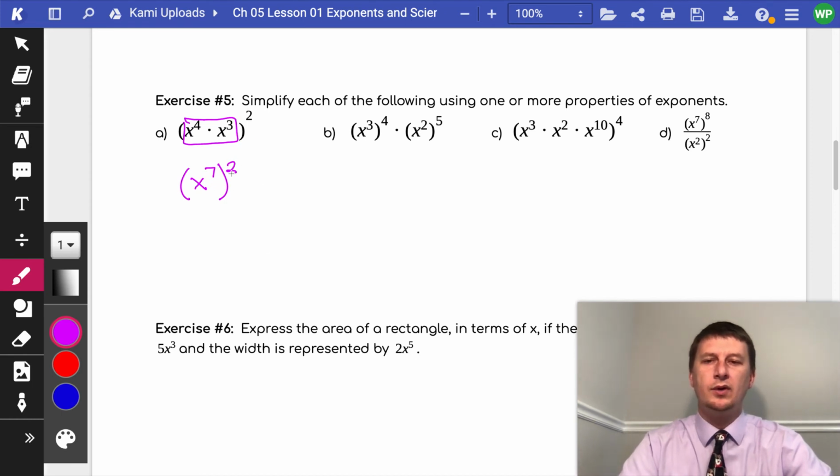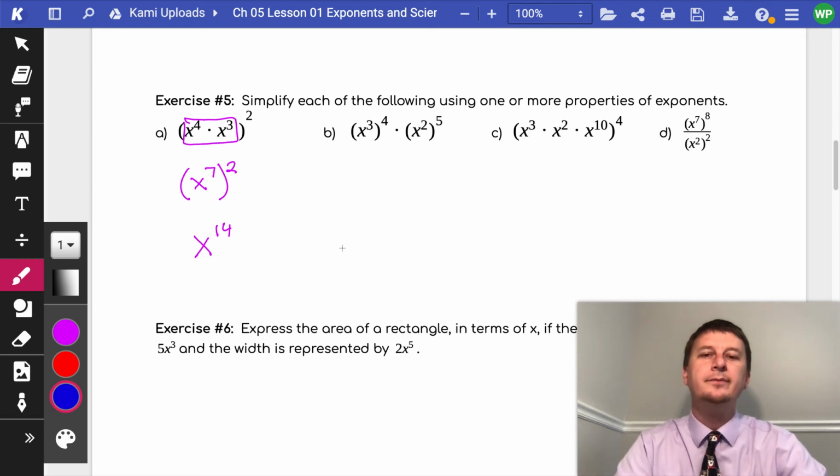So now we're left with something that looks like the power of a power property. And what was the rule there? Yes, it was to multiply those two exponents. So we're going to keep our base of x and multiply 7 times 2, and that will simplify to x to the 14th power. So that is fully simplified right there. We can do no more with that one.